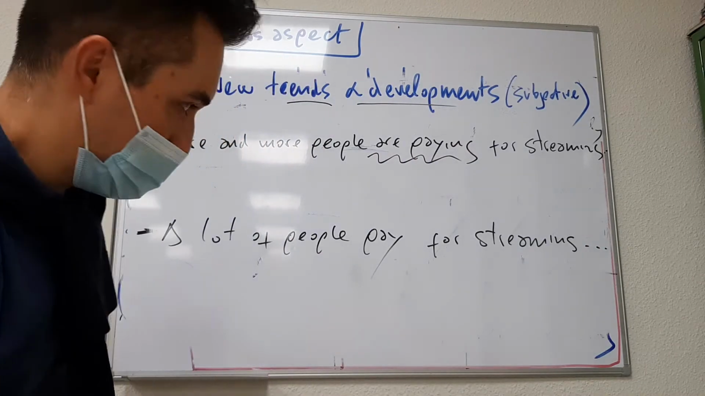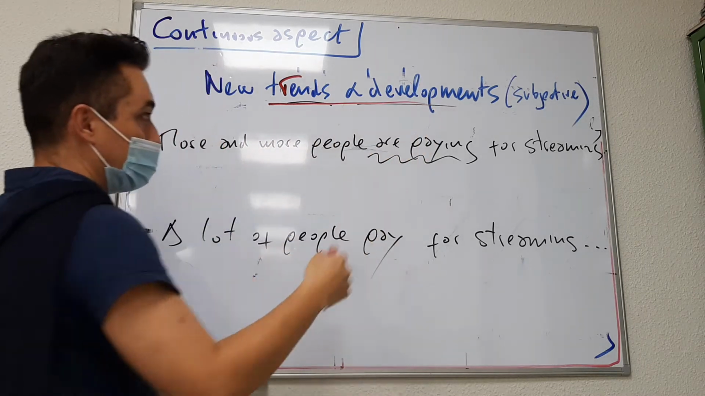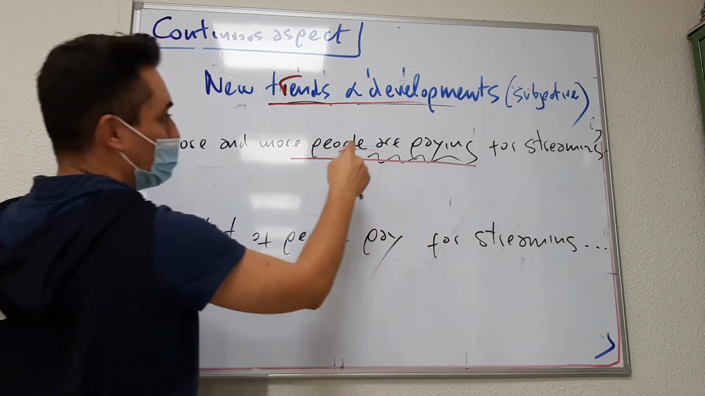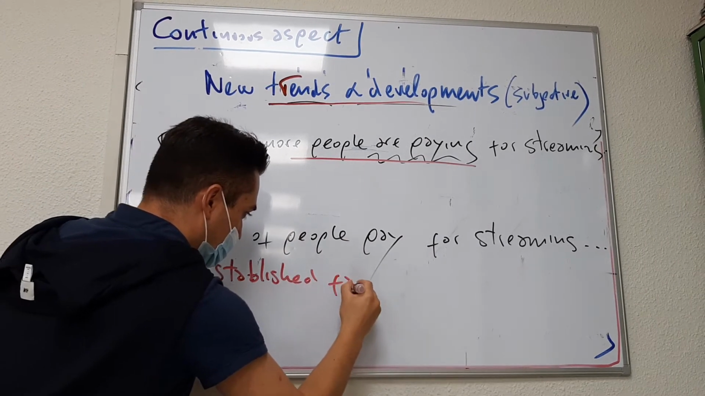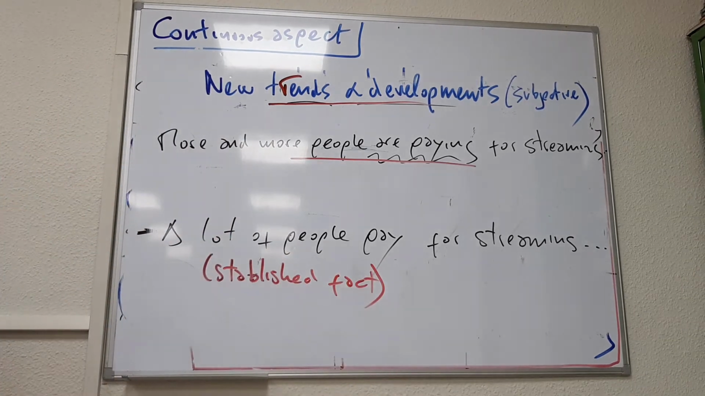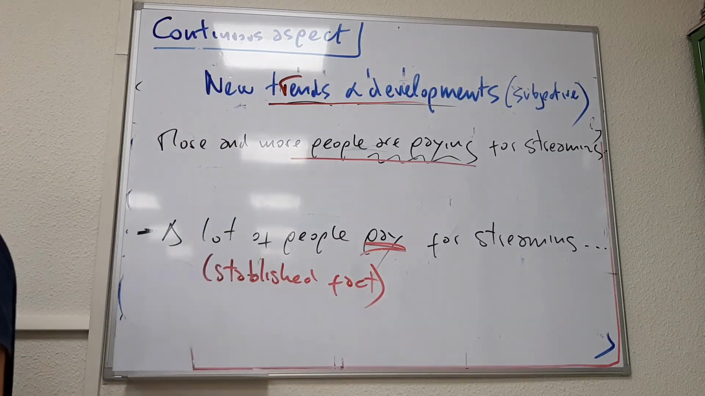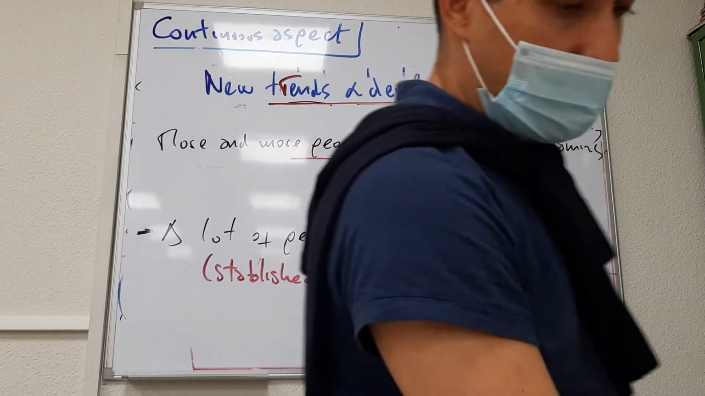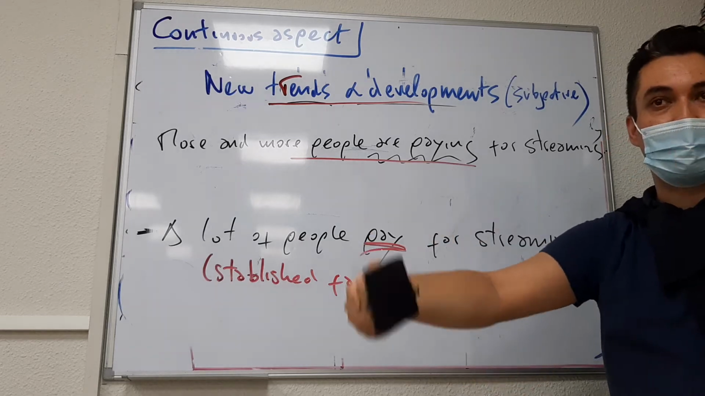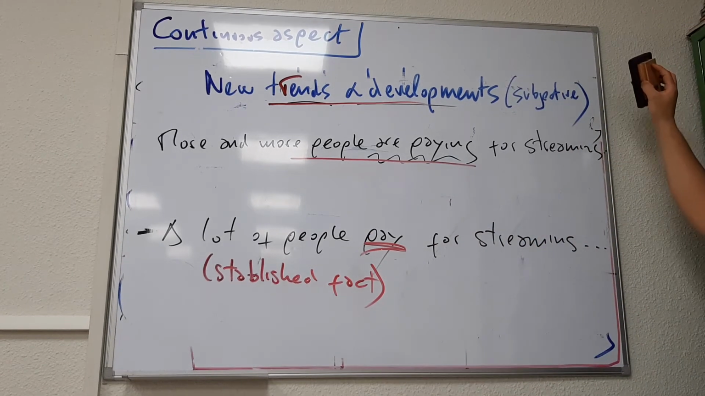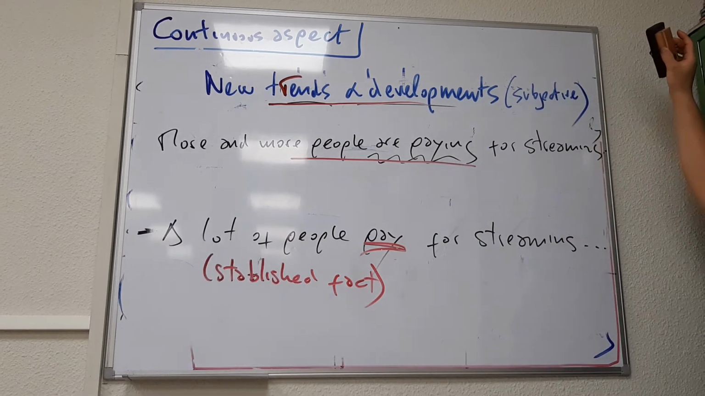So it depends on your point of view. If you think it's a trend still going on, you would use a continuous tense. If you think it's a totally established fact, it's not a trend anymore, then you would just use a simple aspect. That is the difference. People are paying, it's a trend, it's developing. But if it's not a trend anymore, it's a fact, then go for the simple aspect.